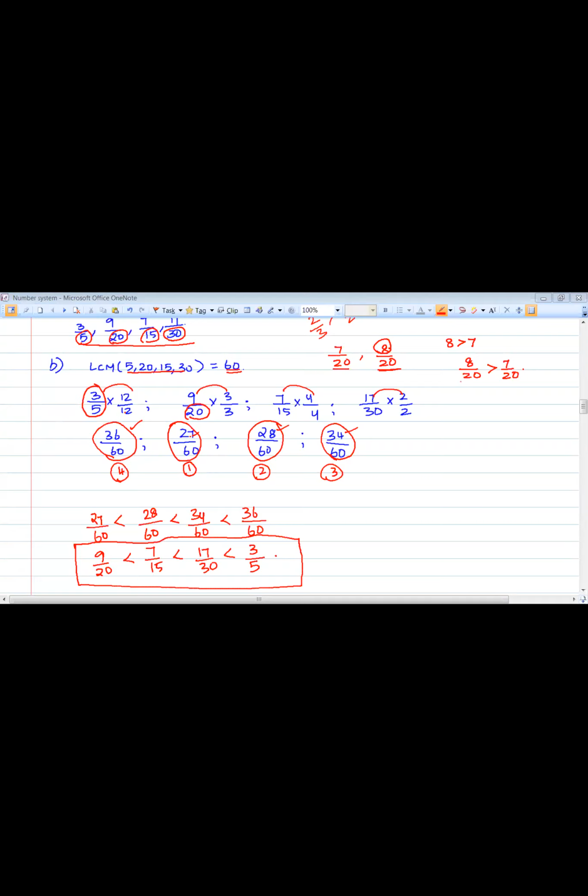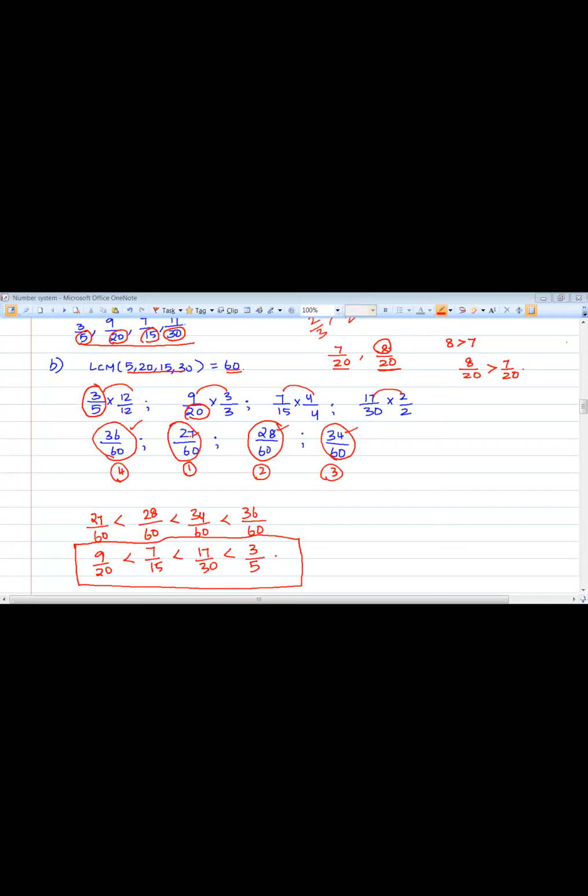Yes, Aditya, descending order is just opposite to that. Sir, when the numerator is the same, should we check the denominator? No, if the numerator is the same, we cannot check the denominator. That is only applicable when the denominator is common. Got the point? Good. So let's move to the next question.